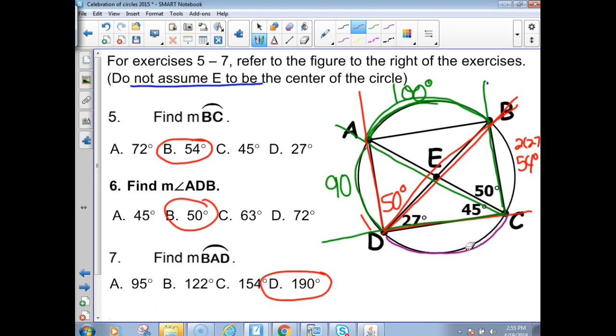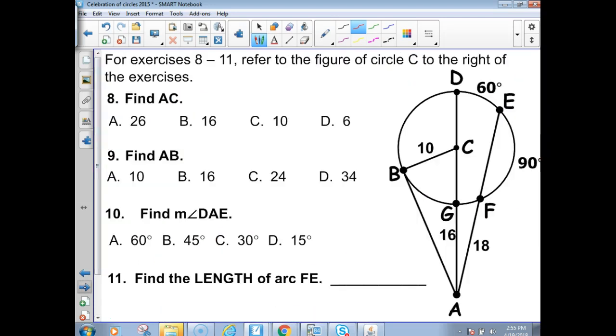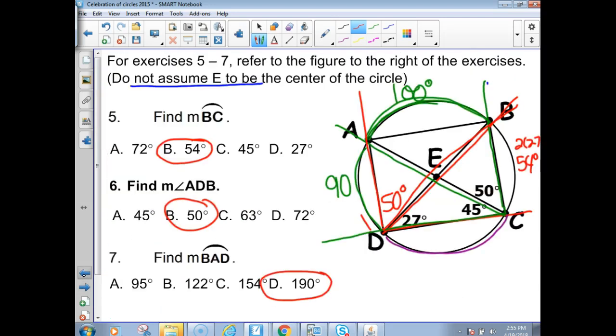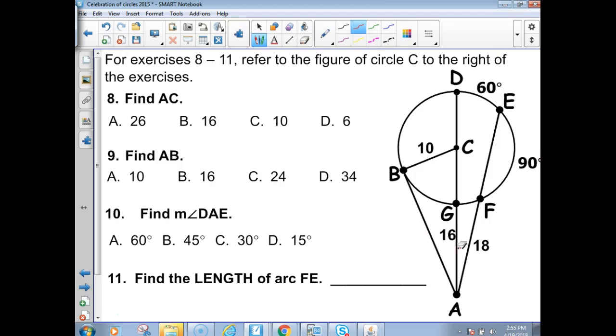I could have found this down here, but I don't think we got asked it anyway. Or is it on the next? Nope, that's it. We didn't get asked. But I could have found this. If I wanted to, I could have subtracted. All right, number 8. Now we have a different picture.